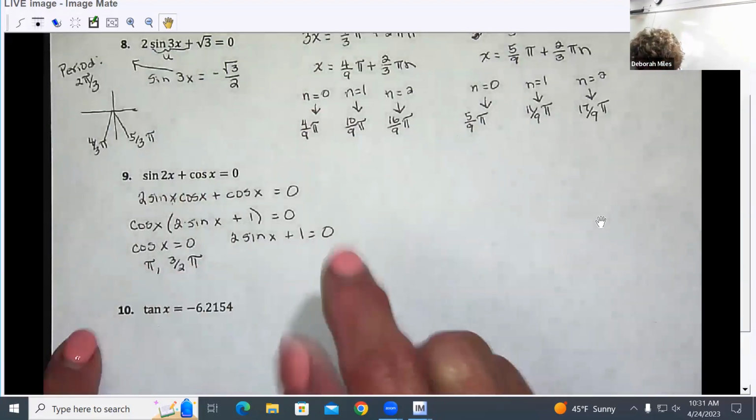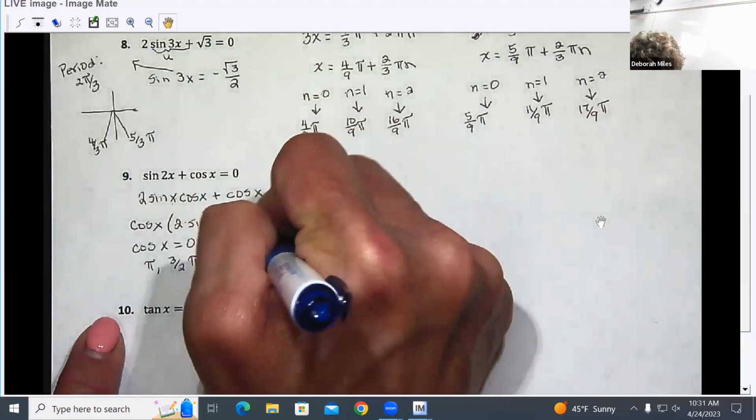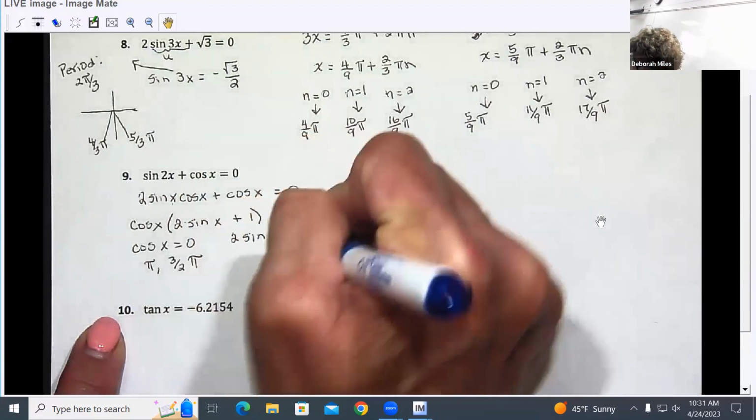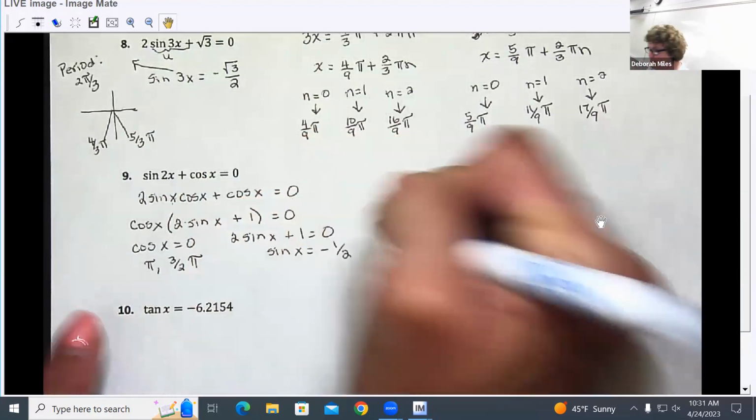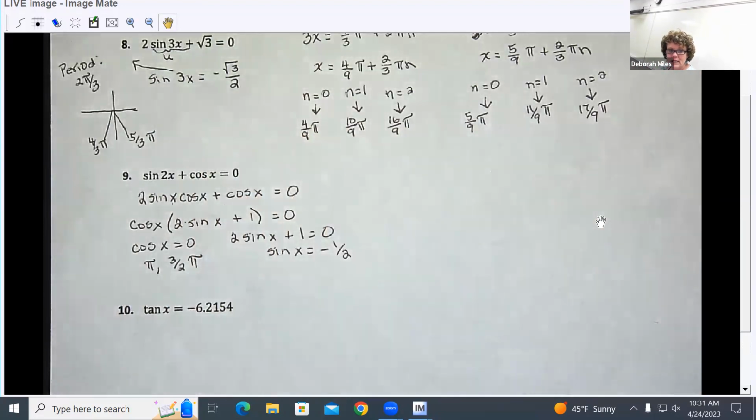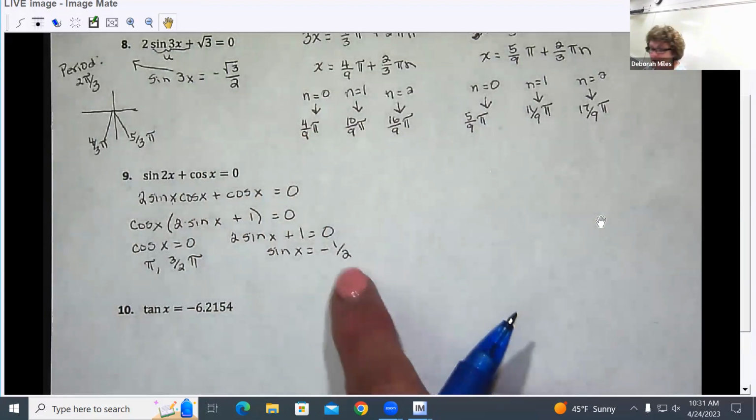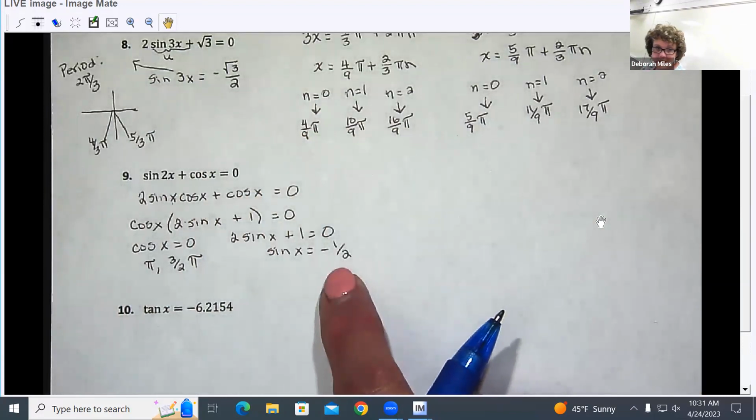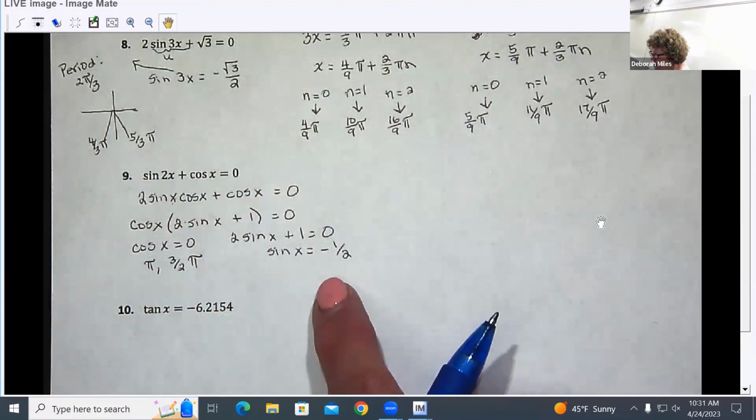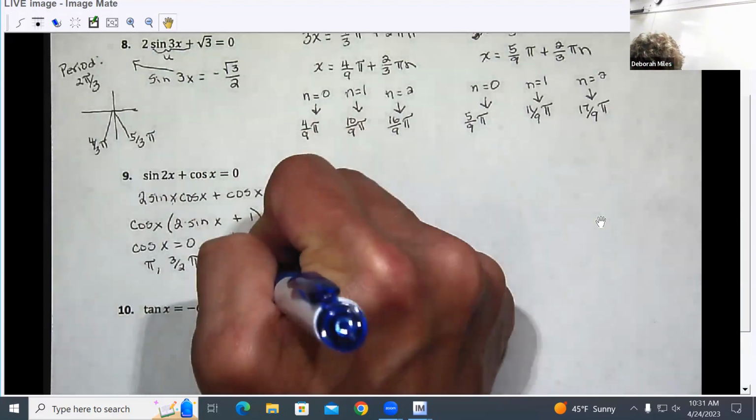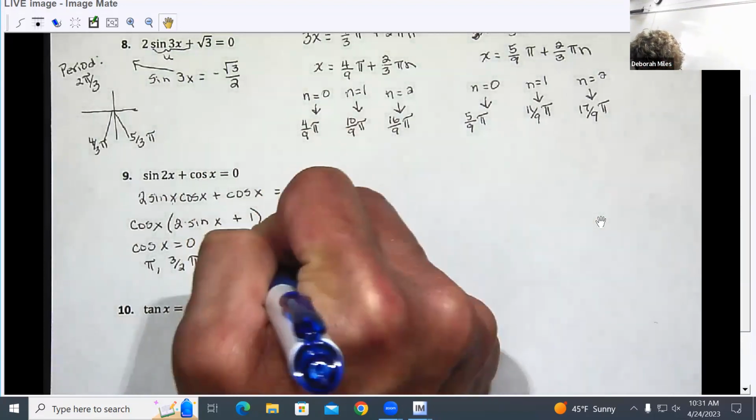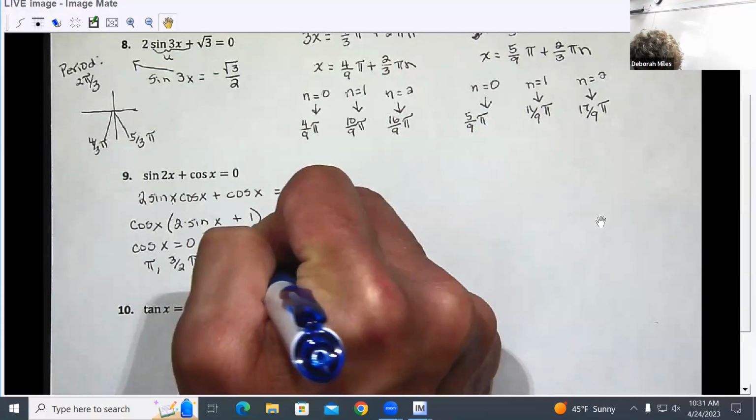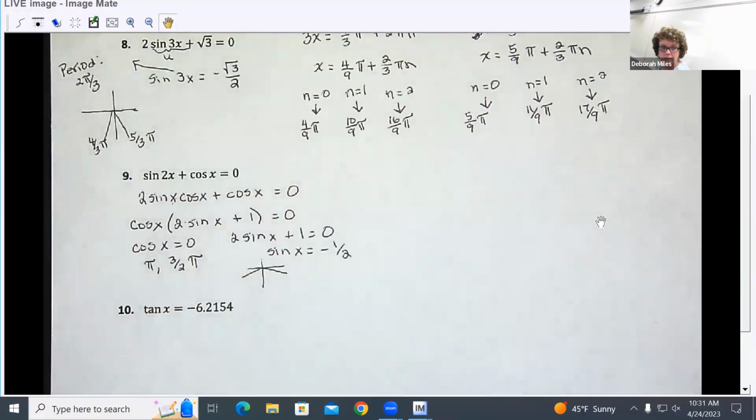And the other equation is like a linear equation. I would just subtract 1 and divide both sides by 2. And then think about where sine is -1/2. Sine is negative in the third and fourth quadrants, and it's -1/2 close to the x-axis. So the two answers we're looking for are about right here and right here.